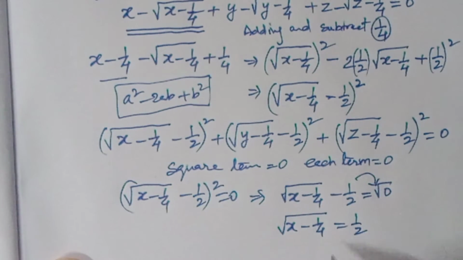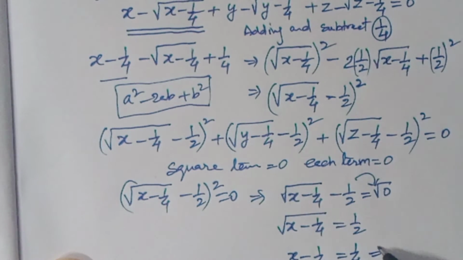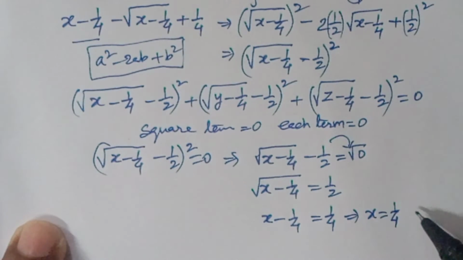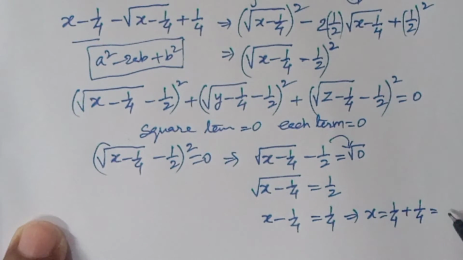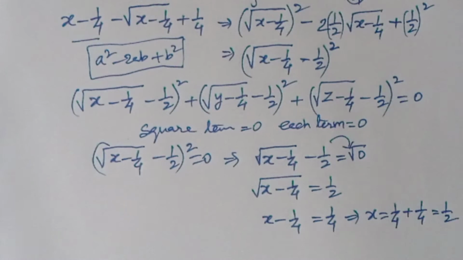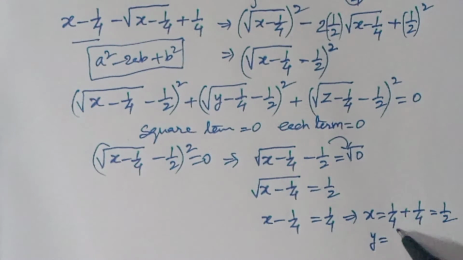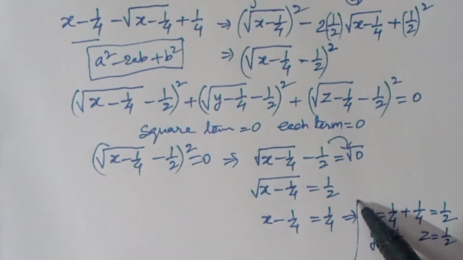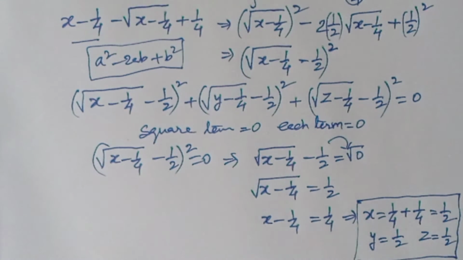Taking 1 by 2 that side, squaring on both sides, x minus 1 by 4 is 1 by 4. That implies x is equal to 1 by 4 plus 1 by 4, we get 1 by 2. Similarly, we will get y value 1 by 2. So z value is also 1 by 2. So all the values x, y, z are equal to 1 by 2.